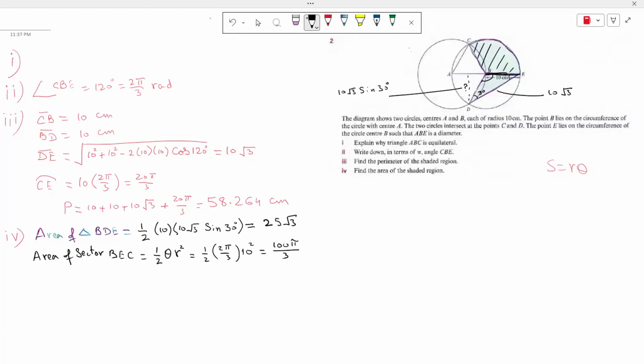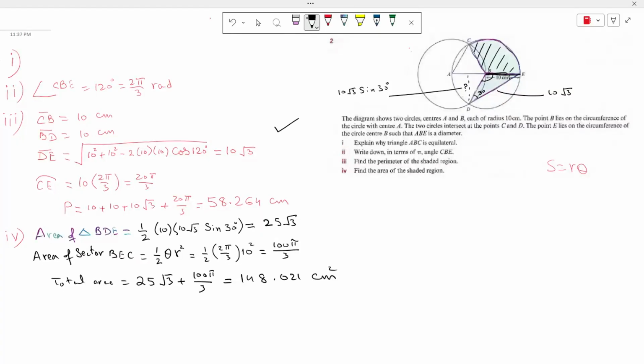So all you need to do is add them for the total area. It is equal to 25 root 3 plus 100 pi by 3, and this comes out to be 148.021 centimeters squared. Okay, so that's all. I hope you understand this problem.